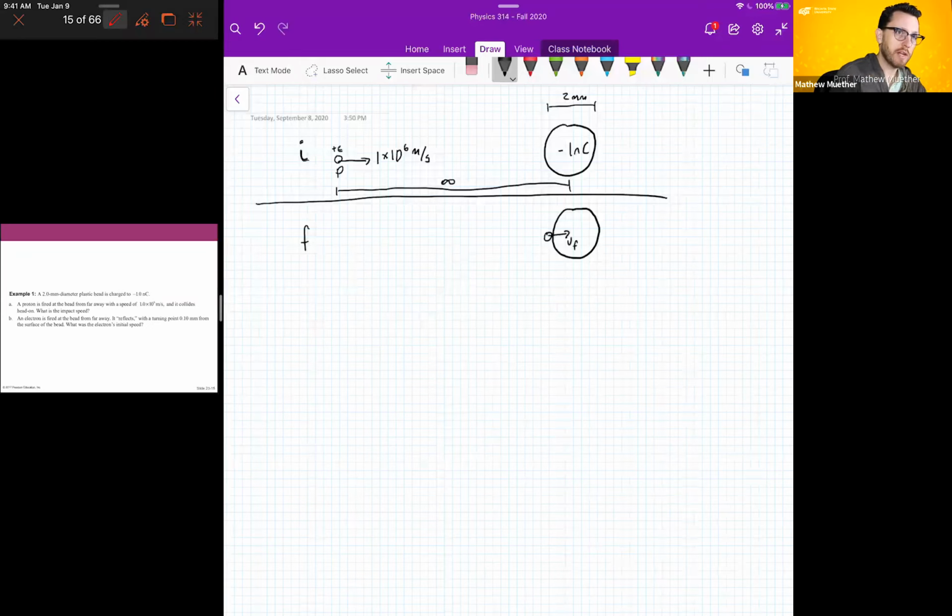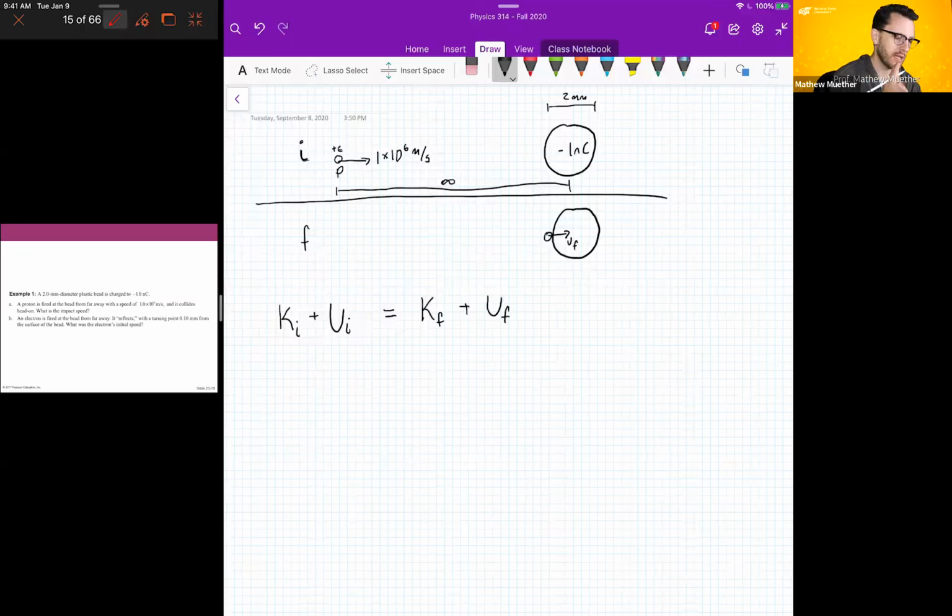So let's try to solve this problem using energy conservation. Energy conservation tells us if we can calculate the kinetic energy that there was in the system in our initial state and the potential energy that was available in the initial state, then that should be equal to the kinetic energy in the final state plus the potential energy in the final state. Right? That's a statement of energy conservation. So let's see if we can write down each of these terms.